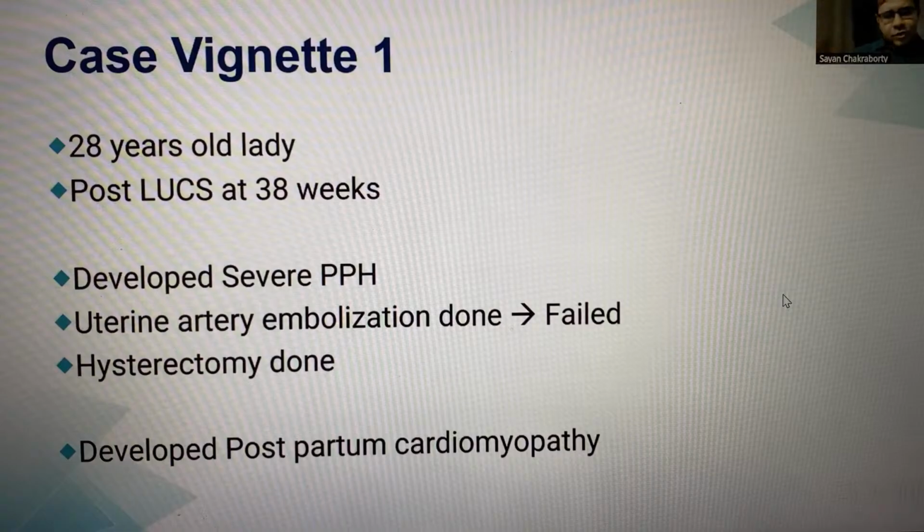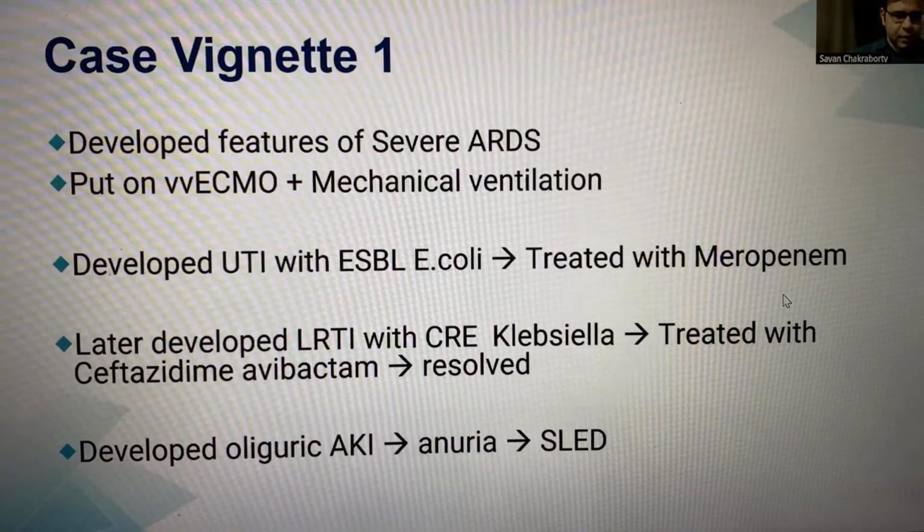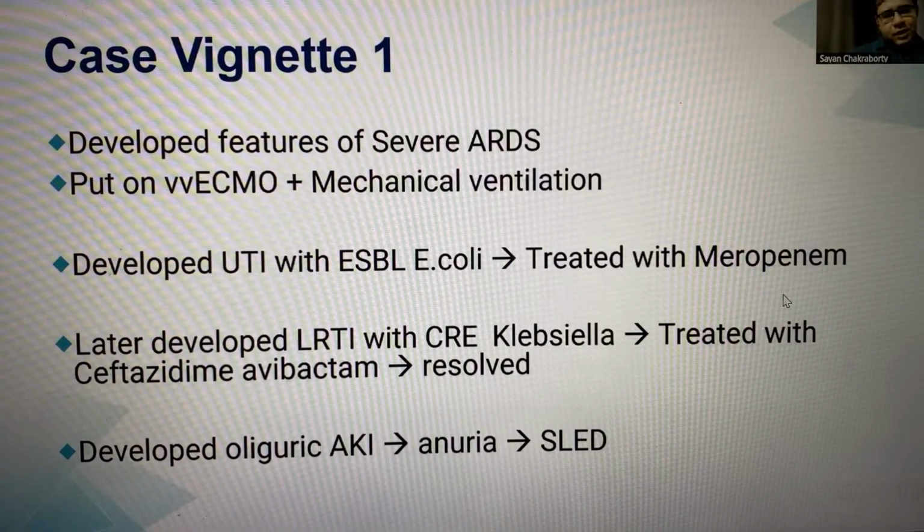So the first case, a very unfortunate lady, she delivered a baby at 38 weeks. She developed a severe postpartum hemorrhage. For that treatment, uterine artery embolization was done, it failed, hysterectomy was done, and later on she developed a postpartum cardiomyopathy. She developed features of severe ARDS, was put on mechanical ventilation, which did not work that much. She was put on veno-venous ECMO as well.